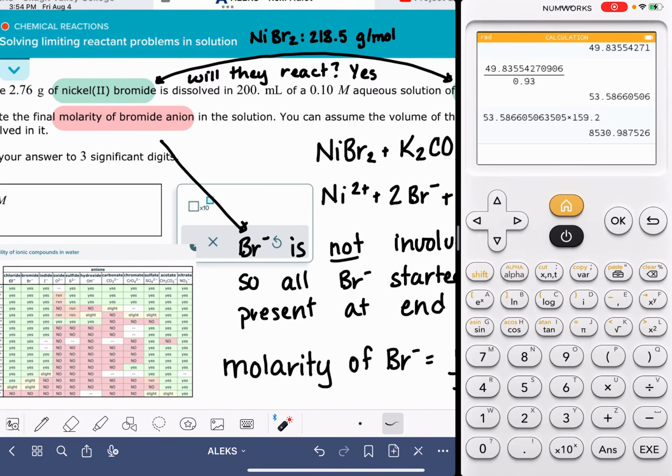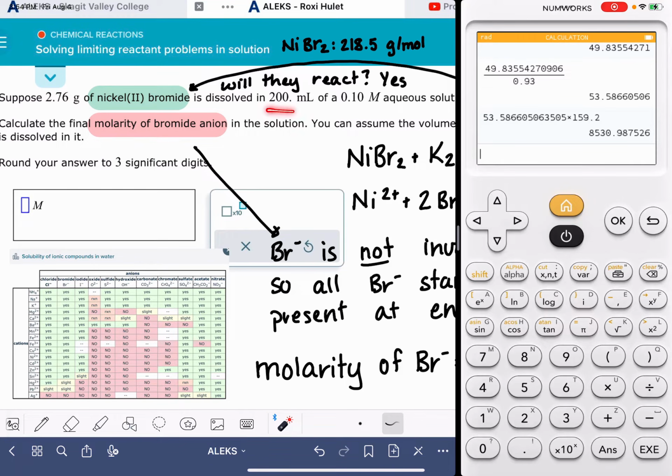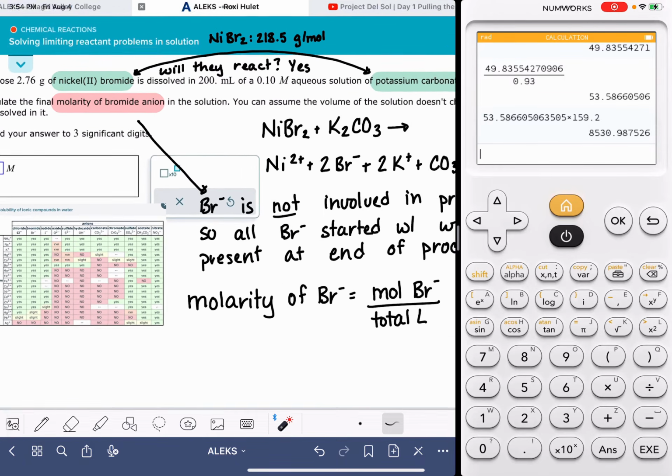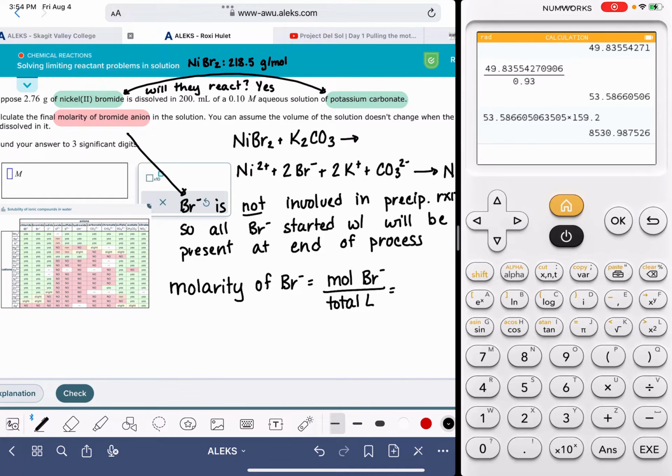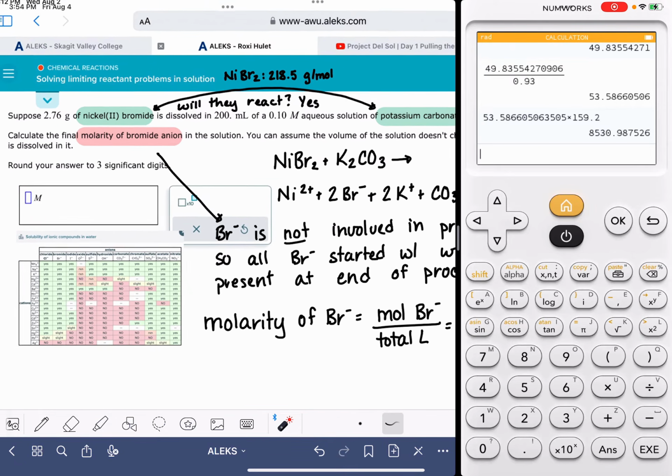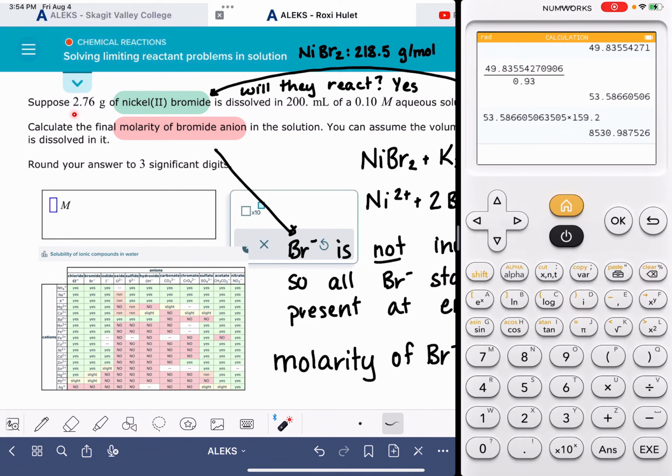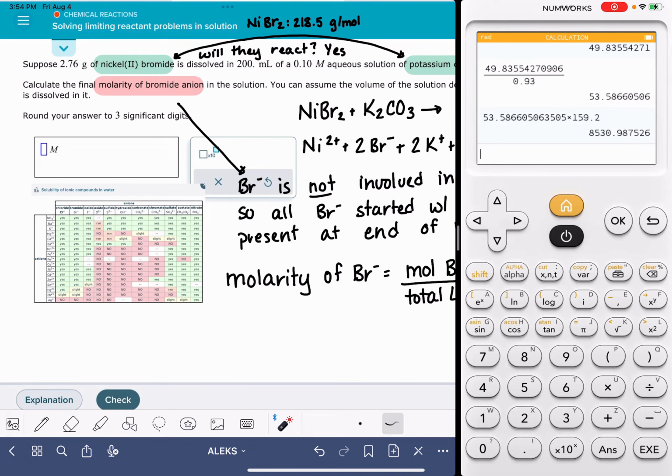Now, if we look back up at our data, we can see here's the volume. It is 200 milliliters, which is 0.2 liters, so we know that part. 0.2 liters. The moles of bromide are not given to us directly, but we have the mass of the nickel 2 bromide, and we can use that to figure out the moles of the bromide. So that's what we're going to do next. Now, while I'm writing this out, don't worry if you have the harder version of the problem. I am going to also show you how to do the harder version of the problem as well.